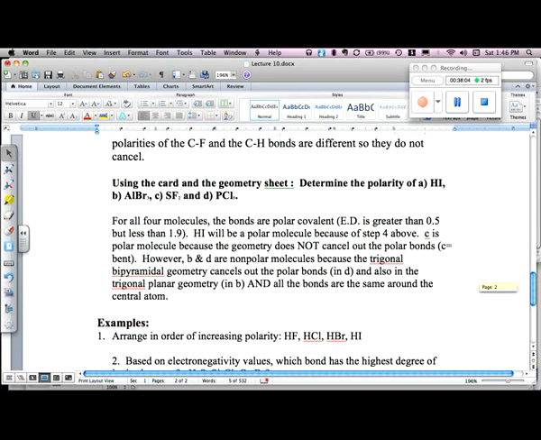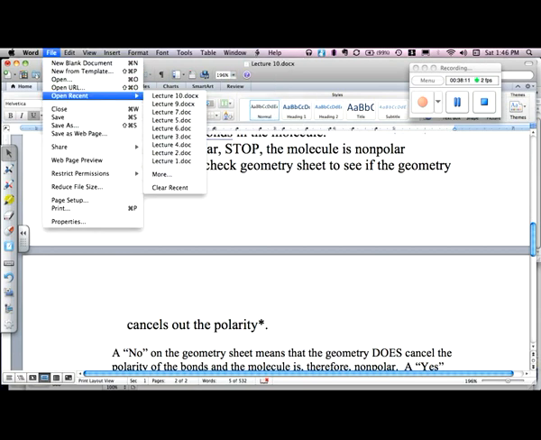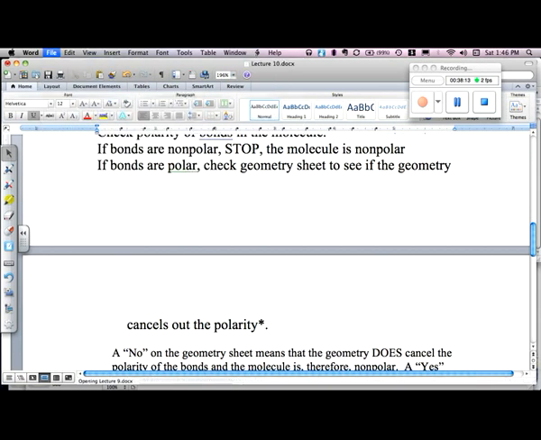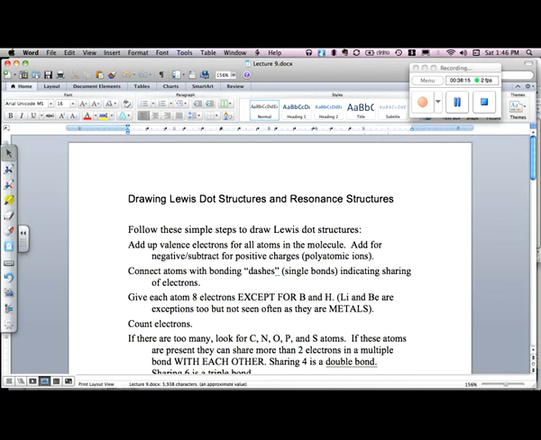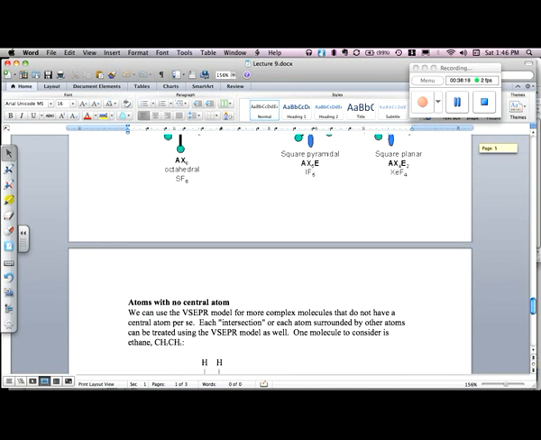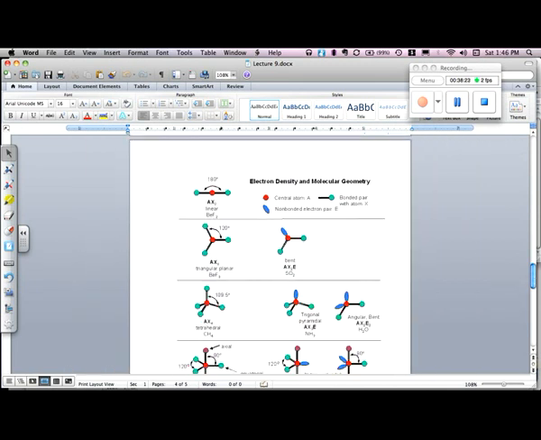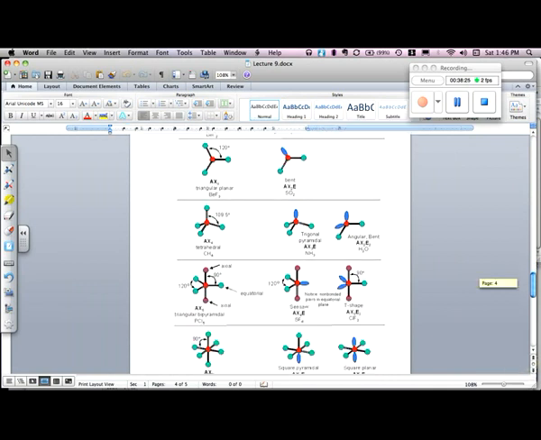I want to go back to the geometry sheet, which is in a different, hold on, let me see if it's still here. Nope. I want to pull back up lecture 9, all right? And I want to talk about that geometry sheet just a little bit. All right, so there's some things written on it that, so I'm going to decrease my size here a little bit. Okay.